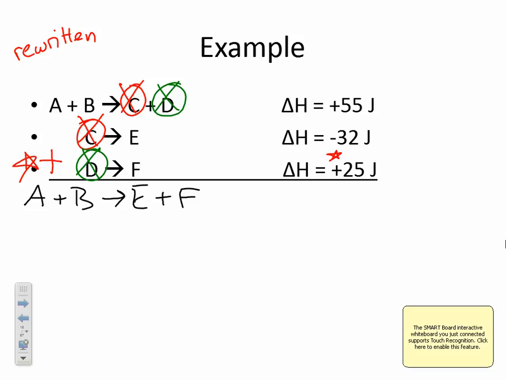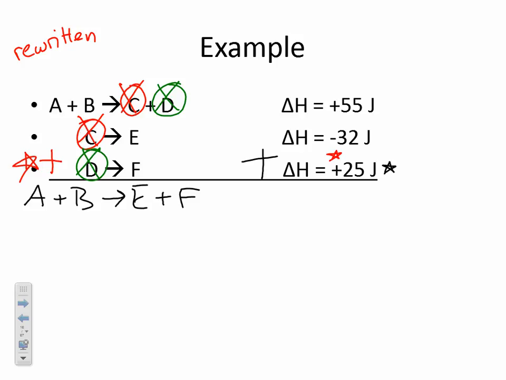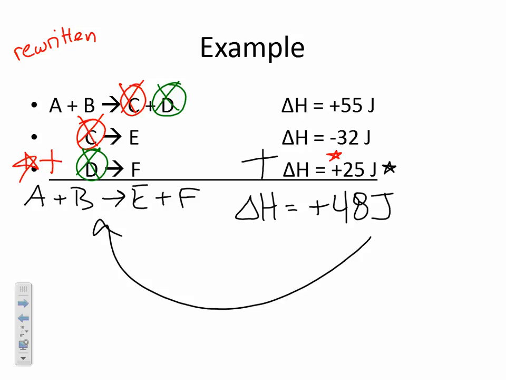Now, we wanted the delta H value for this reaction, A plus B goes to E plus F. Well, what did we do to the reactions? We added them together. Whatever you do to your reactions, you must also do to your delta H values. So you are now going to add your three delta H values together, keeping in mind, again, that you flipped the sign on that third one, but just simply sum them up, and you will have the enthalpy value for this equation. So 55 plus a negative 32 plus 25 joules, we have an enthalpy value of positive 48 joules for that reaction. That's Hess's law.